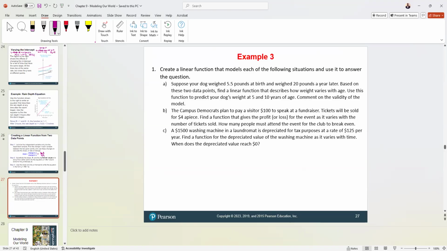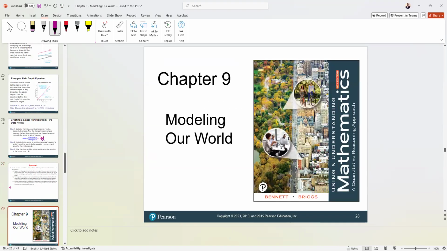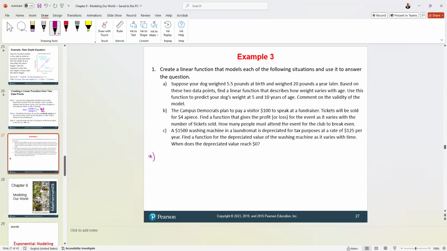We're going to do only one because it said create a linear function that models each of the following situations. Let's do A very quick because, as I said, I do one example and I let you enjoy the other ones. All right, so let's do it very quick.